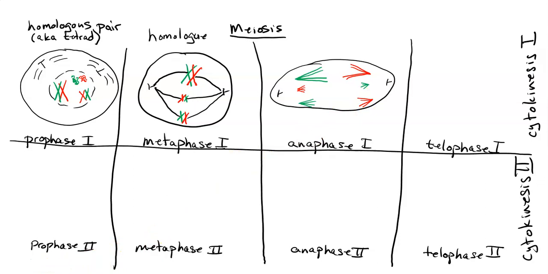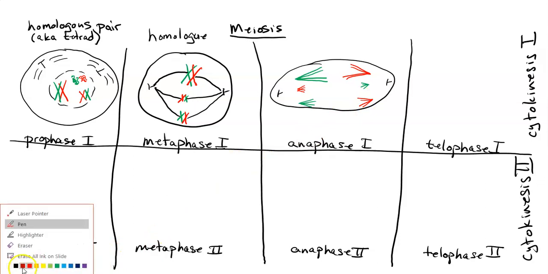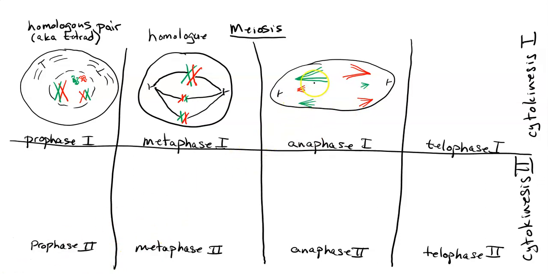These are being pulled by spindle fibers, exactly. So the spindle fibers are going to pull these chromosomes toward the poles. They're going to pull them towards the centrioles by the centromeres. So in anaphase, the one thing that you should write down is homologs, this word over here. Homologs are separated in anaphase 1.